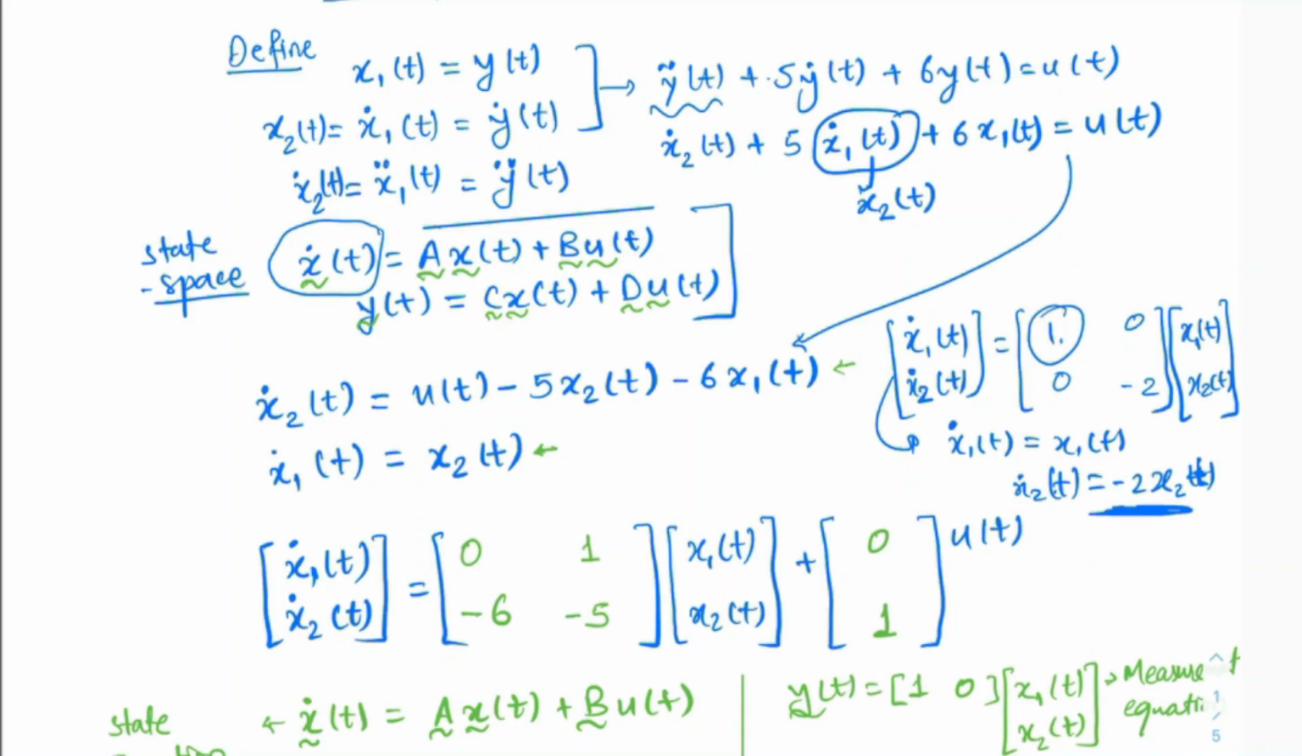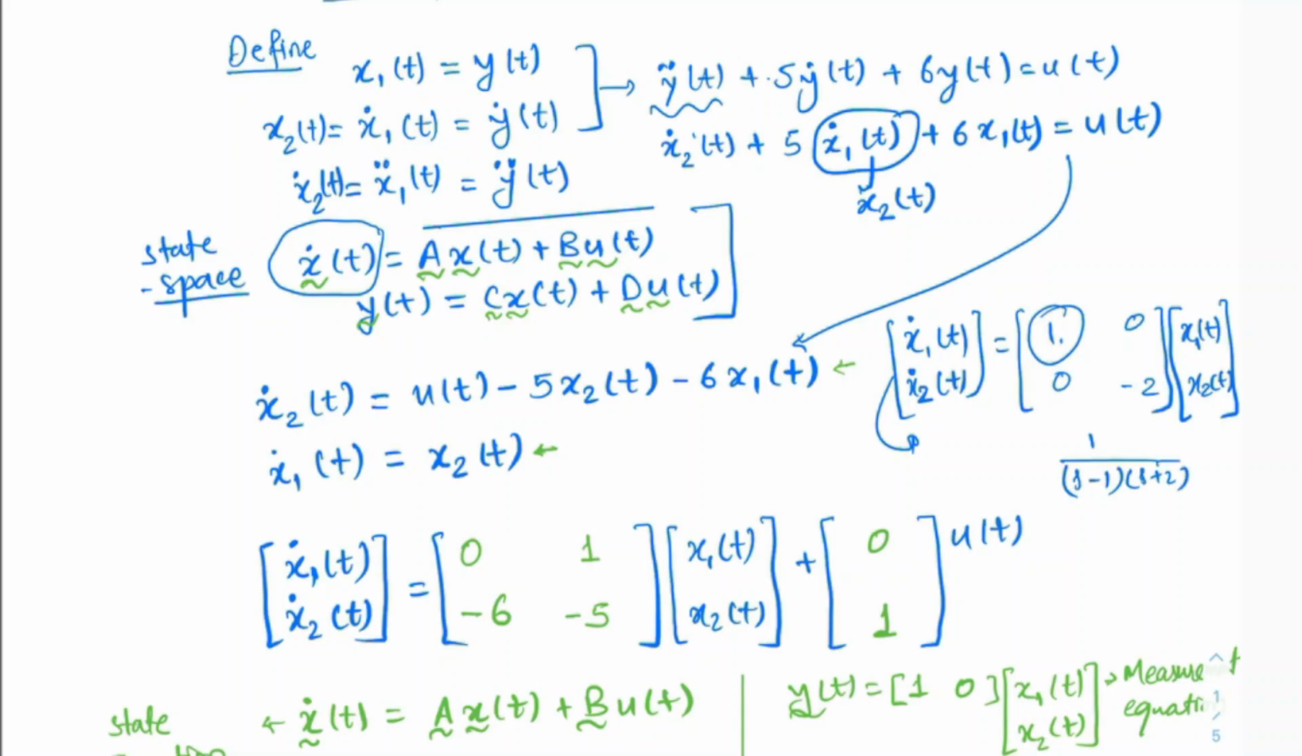What will be the solution of this? e power minus 2t, x2 of t. But what will be the solution here? It would be e power t, which is unstable. So it will blow up to infinity. Okay, but if you were to write this as a transfer function, how would you write it? s minus 1 and s plus 2, right?